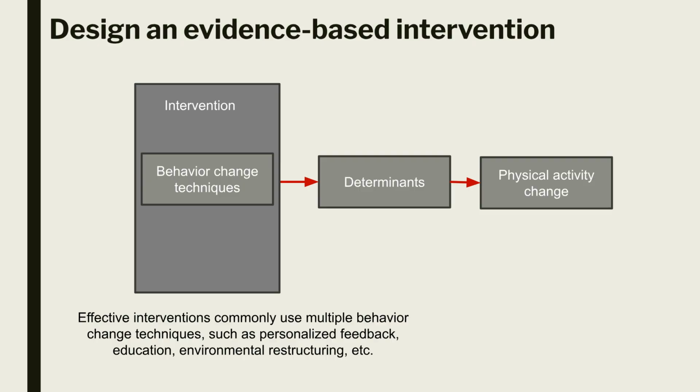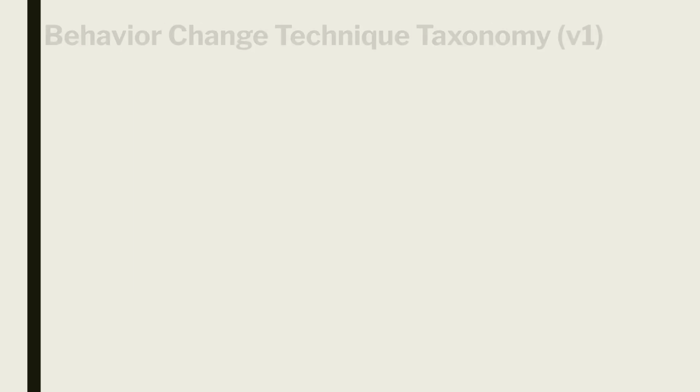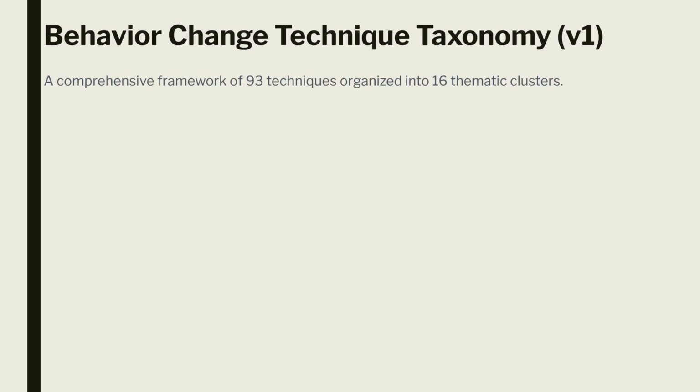Next, we select appropriate behavior change techniques that target these specific determinants. Finally, we integrate these techniques to design and deliver the intervention. In many cases, these determinants are also referred to as the underlying mechanisms, as they help explain why an intervention is expected to work. First, I would like to introduce a comprehensive behavior change technique taxonomy.